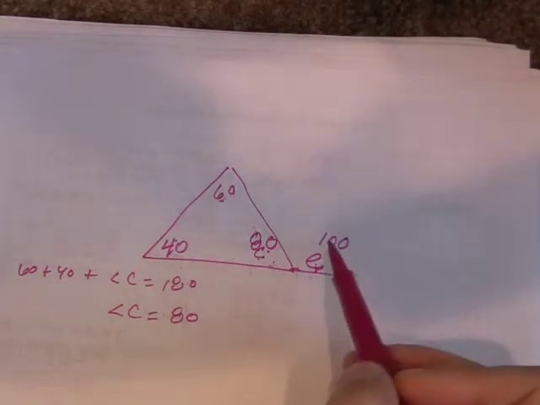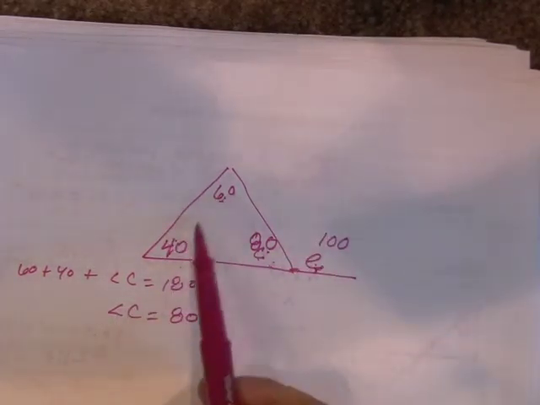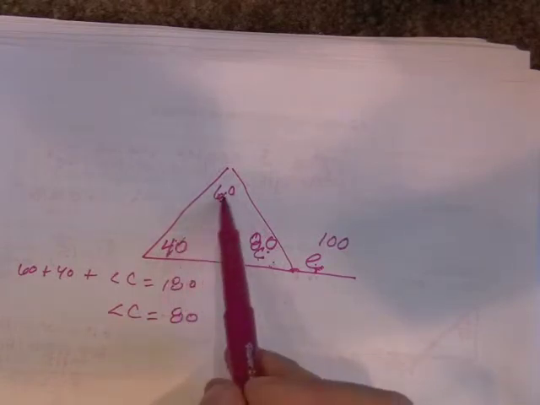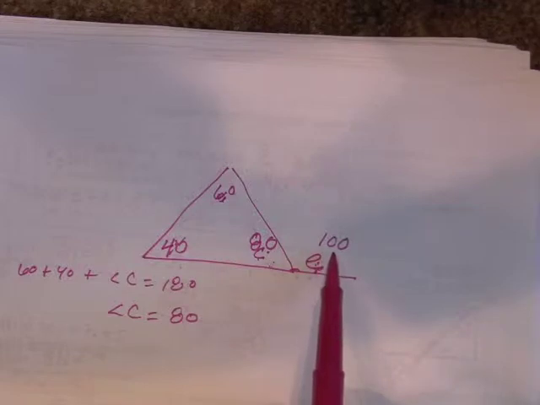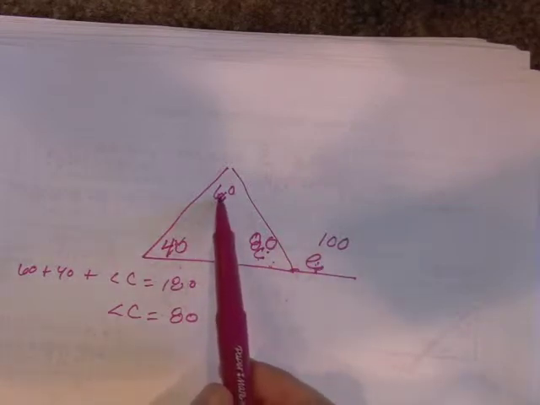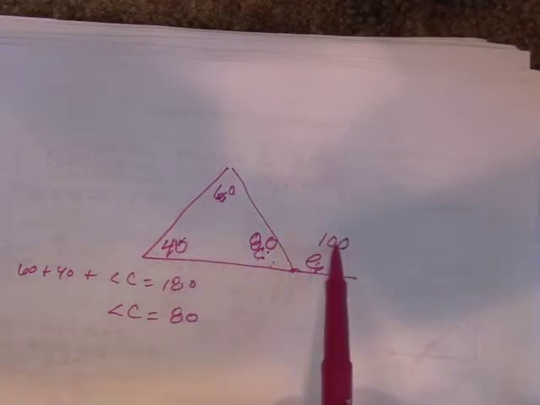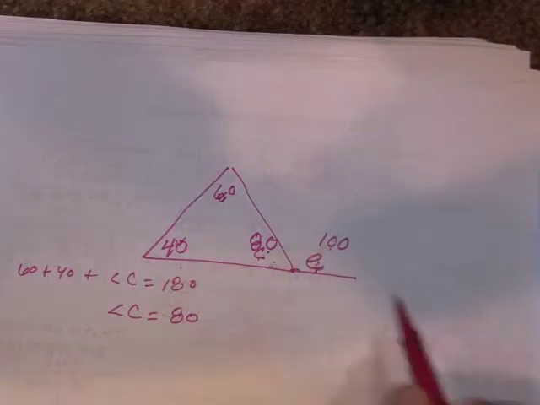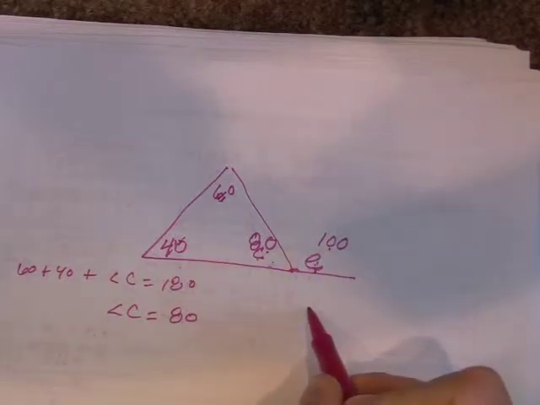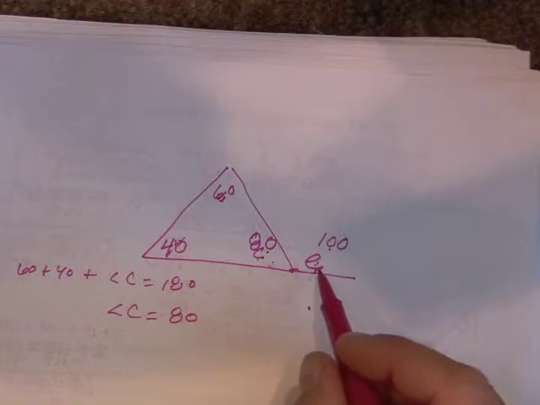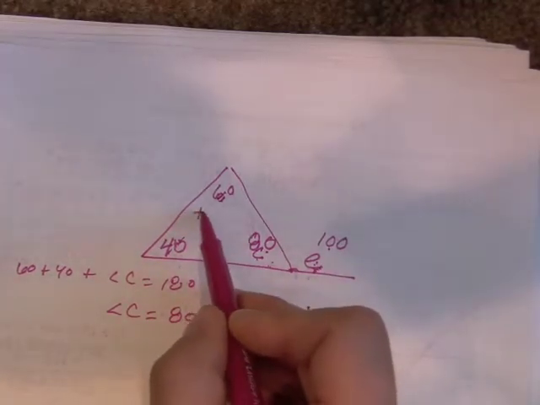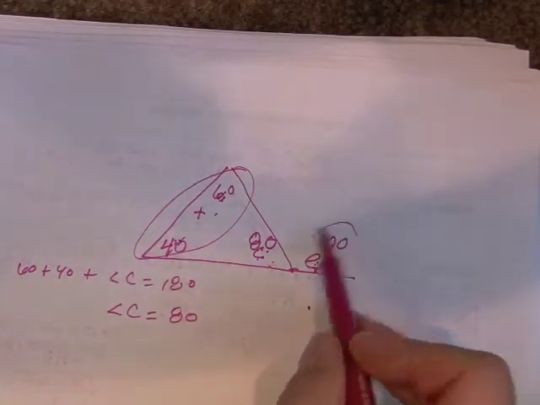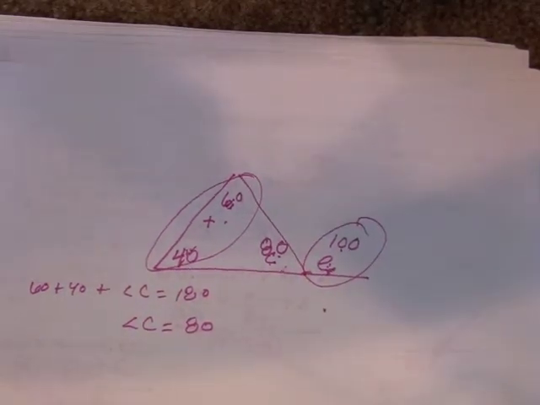Now, going back to our original triangle here, what was the relationship that you think could be the case between the 60 and 40 and the exterior angle that's 100? Well, if you add 60 plus 40, that gives you 100. So that's what the exterior angle is always equal to. The exterior angle is always equal to the sum of the two remote interior angles. So if you add these two together, it will equal the exterior angle.